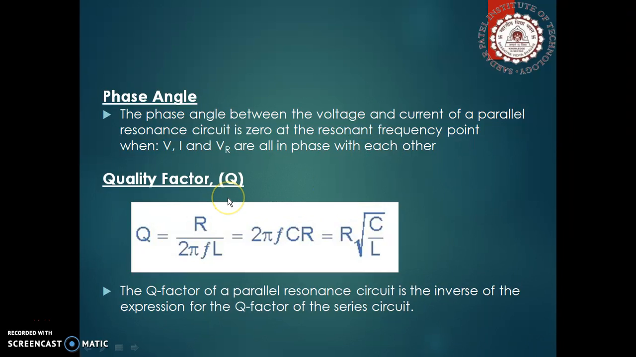Now the quality factor Q for a parallel resonant circuit is given by R upon 2 pi FL, which is equal to 2 pi FCR, which comes out to be R root over C by L. We can see that the Q factor for a parallel resonance circuit is the inverse of the expression that we found and computed for a series resonance circuit.